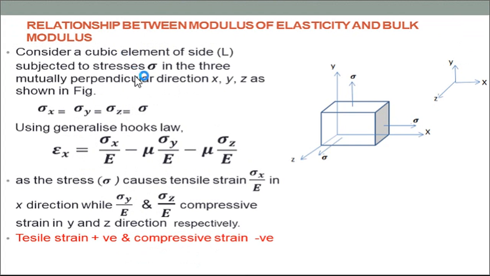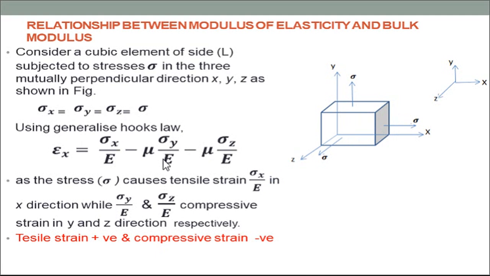After that, the relationship between the modulus of elasticity and bulk modulus. Consider a cubic element of side L subjected to stress in three mutually perpendicular directions. The same stress is applied in all three mutually perpendicular directions, that is x, y, and z direction. So if the same or equal stress is applied in all three directions, sigma x is equal to sigma y is equal to sigma z is equal to sigma.